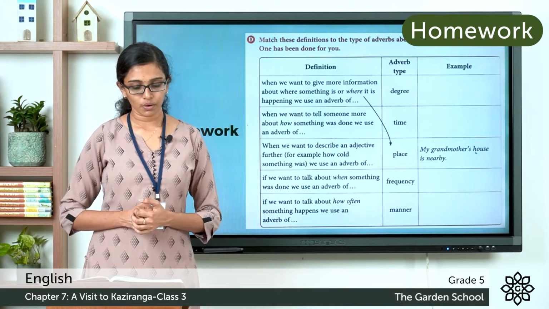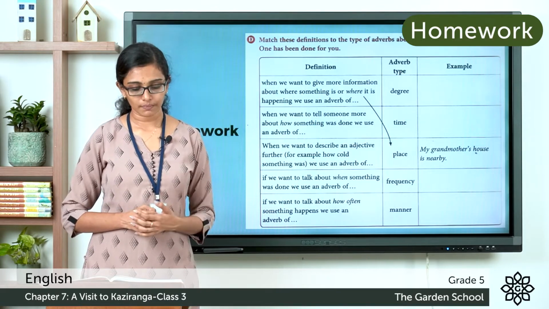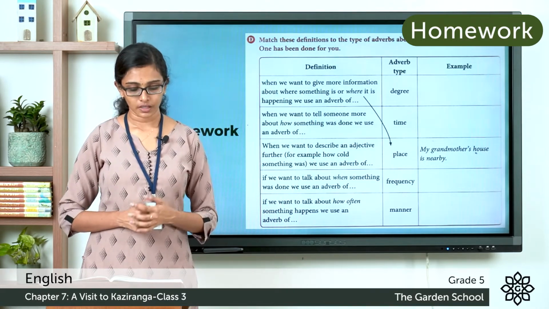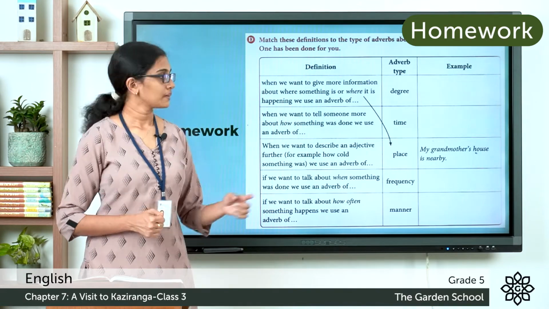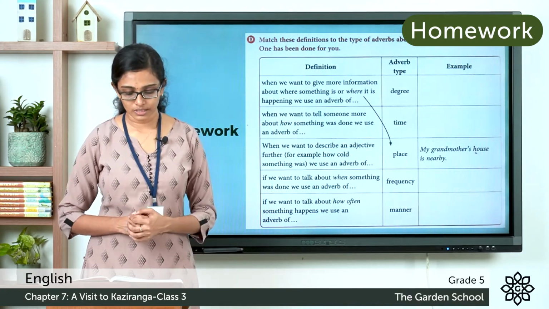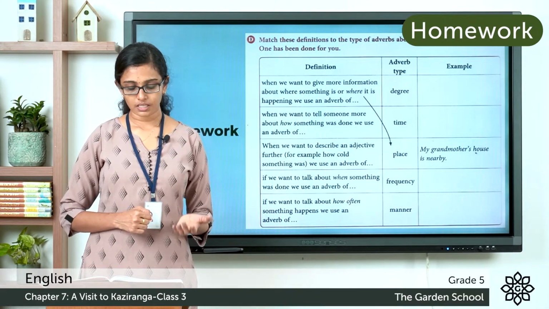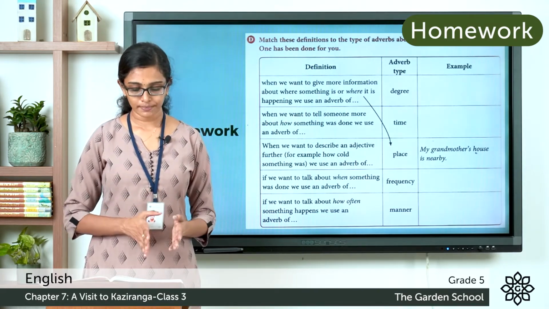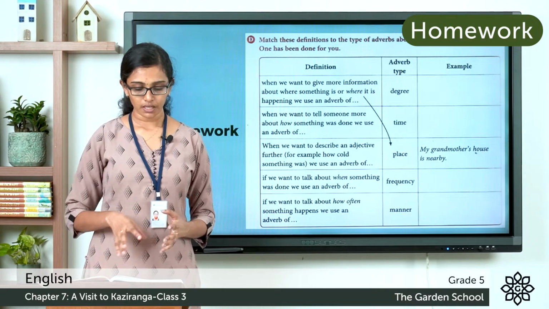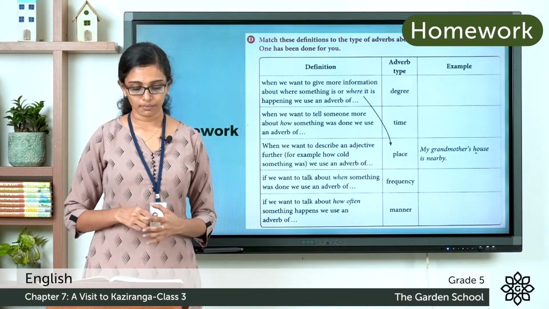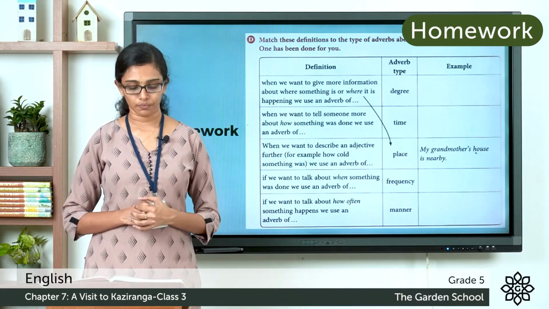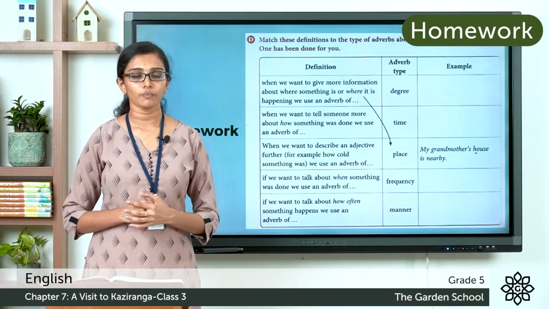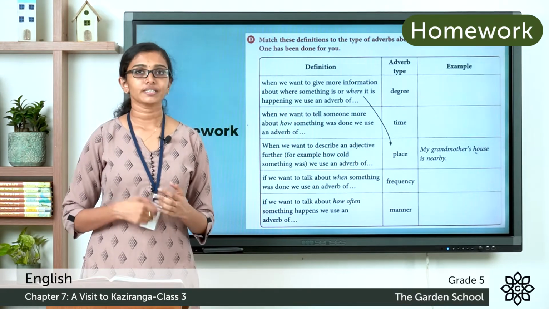When we want to give more information about where something is or where it is happening, we use an adverb of place. And there is one example sentence given there. My grandmother's house is nearby. Use this example as a reference. Similarly, you have to complete the table with the correct matches and example sentences for each type of adverb. You can do this as a homework. Now, let's discuss the next exercise.